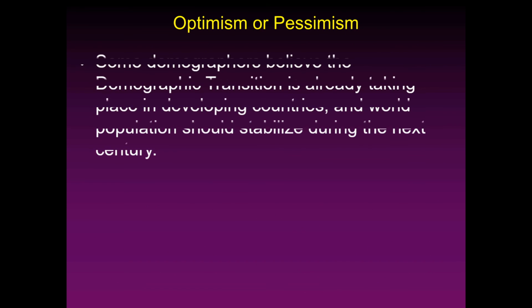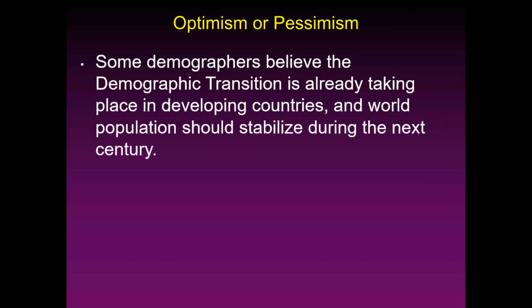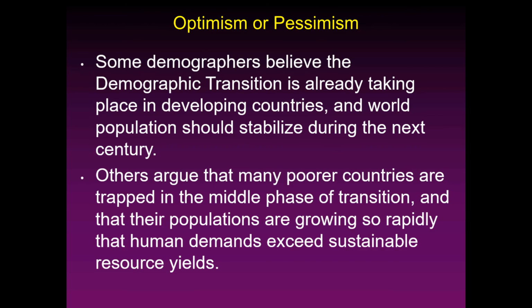So, optimism or pessimism. Some demographers believe the demographic transition is already taking place in developing countries, and world populations should stabilize during the next century. Others argue that many poor countries are trapped in the middle phase of transition, and their populations are growing so rapidly that human demands exceed sustainable resource yields.